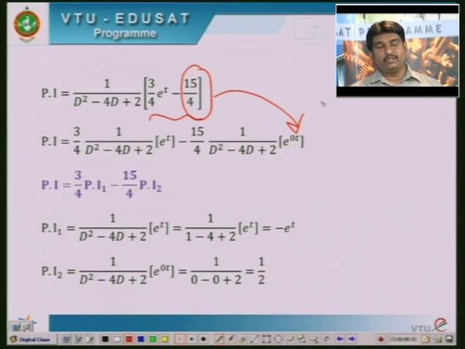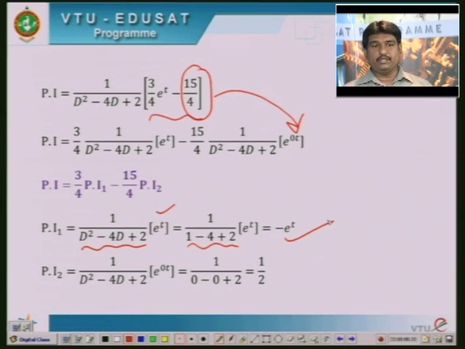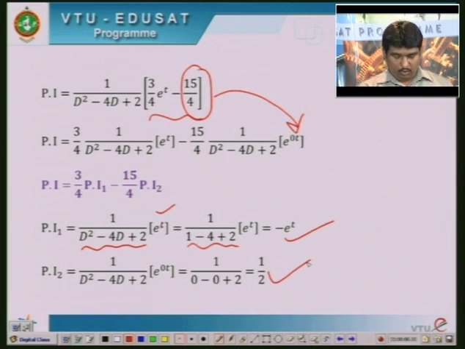Consider PI1, which is 1/(D² − 4D + 2) operated on e^t. Type 1, just replace D by 1, the coefficient of t. So if we replace D by 1, we get 1/(1 − 4 + 2) operated on e^t. So the answer is −e^t. Consider PI2, 1/(D² − 4D + 2) operating on e^(0t) to give 1/2.